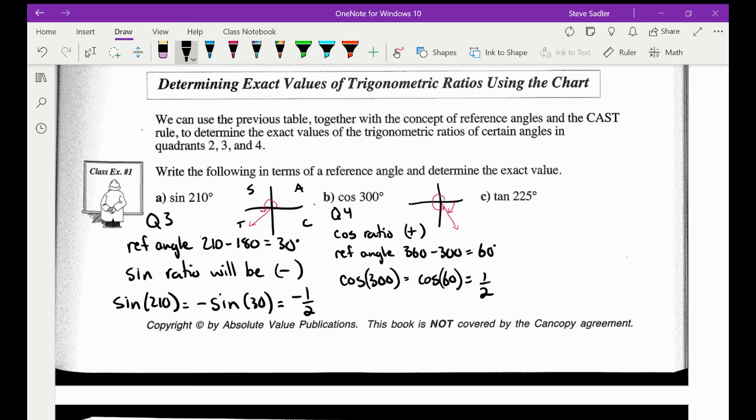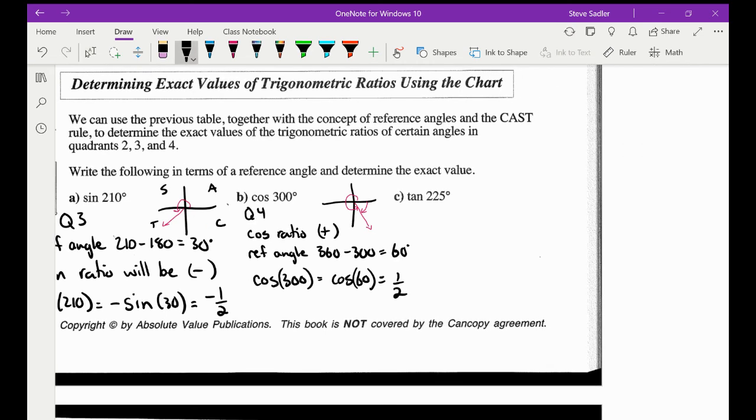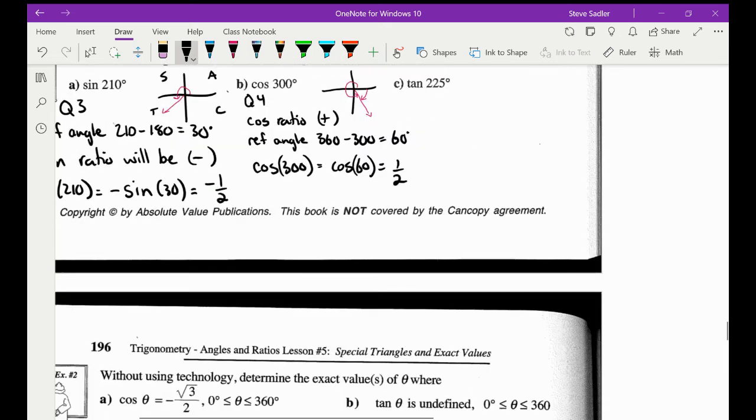All right, next one, tan of 225. Actually, you know what? I'll leave that one for you to try. So try it out, see what happens. Look for the reference angle, look for what quadrant it is in to figure out if it's positive or negative, and then use your chart to figure it out. I'm going to move on here.